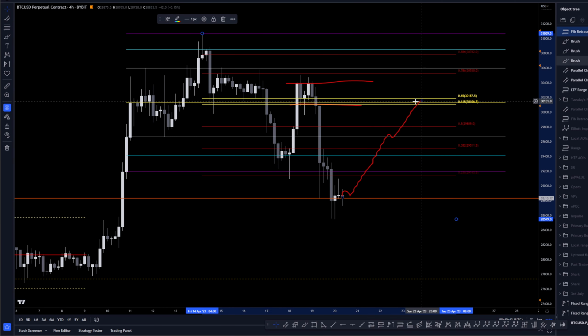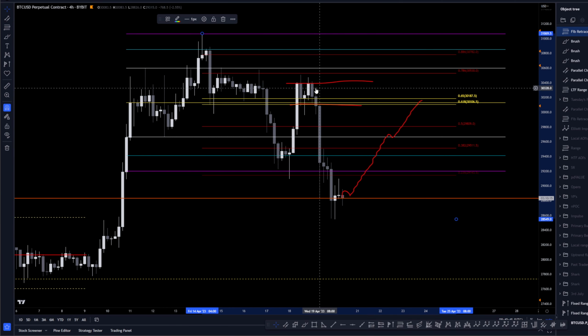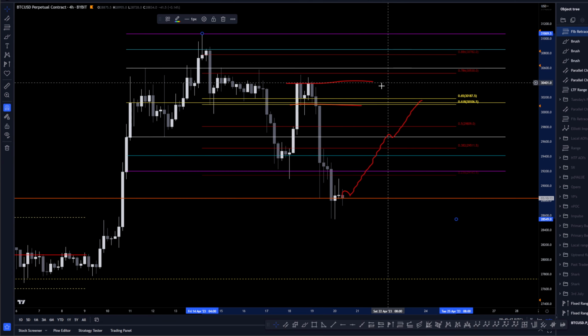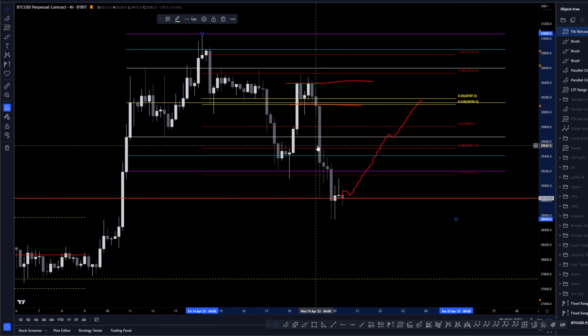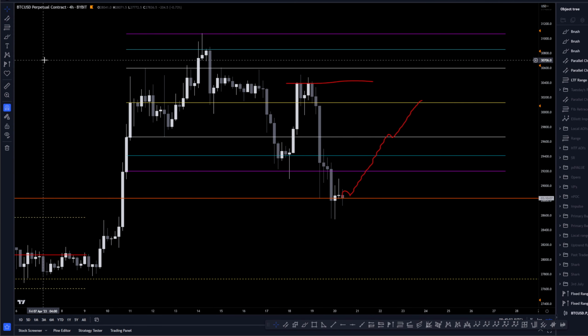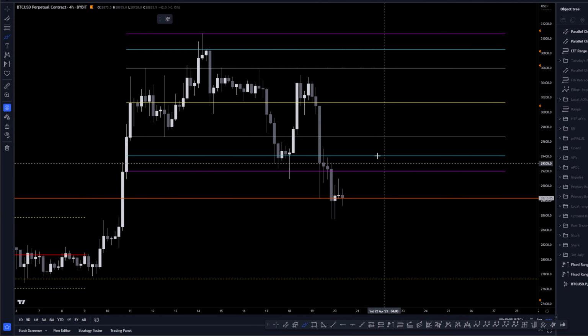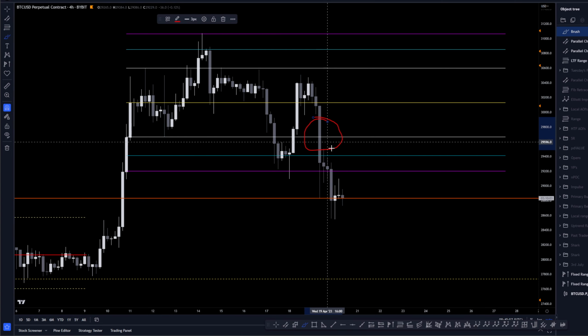There's something to be aware of. This is what you're looking for when you're looking for confluence. Above that, you've also got this volume cluster up here. So we've got quite a lot of resistance above us. If it does manage to get back up here, then you'd be looking up here, and effectively it would just be filling in all this inefficiency.